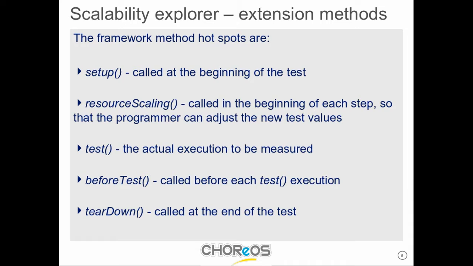Then we have resource scaling, which is called in the beginning of each step of the experiment so that the programmer can adjust the new resource values as the scale of the different experiments increase. Test is a method that will do the actual execution to be measured. Normally, we will test, for example, a certain use case of the choreography. So we issue the initial call to start that use case, and then measure how much time it takes to execute that use case. Also, if there's something to do before each of the calls to the test, the programmer can write the code here.